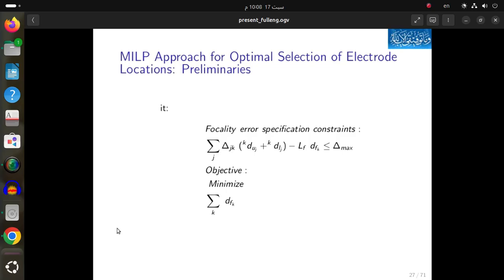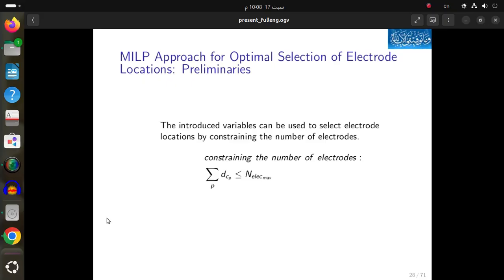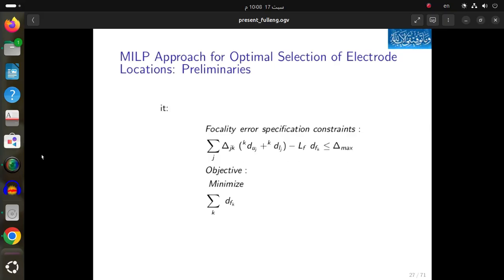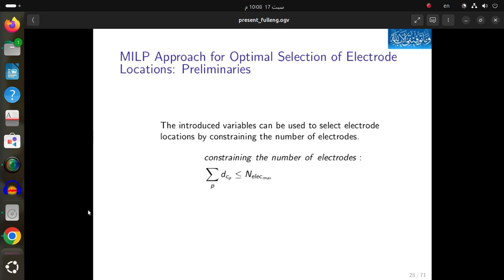The second way, of course, when we find the electrode locations, our objective is, as we said, to minimize the number of breakable constraints, and we add a constraint that we want to obtain this level of focality at all locations with an electrode number not exceeding a certain n elect max.